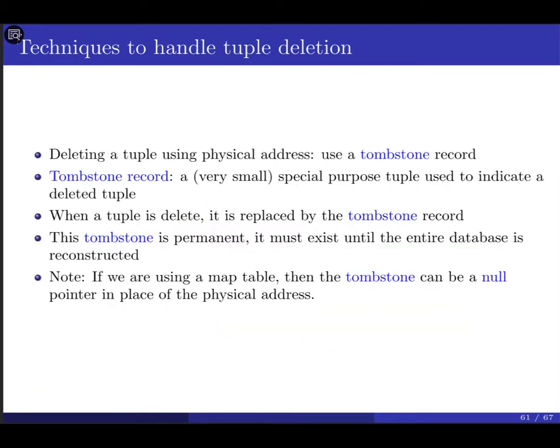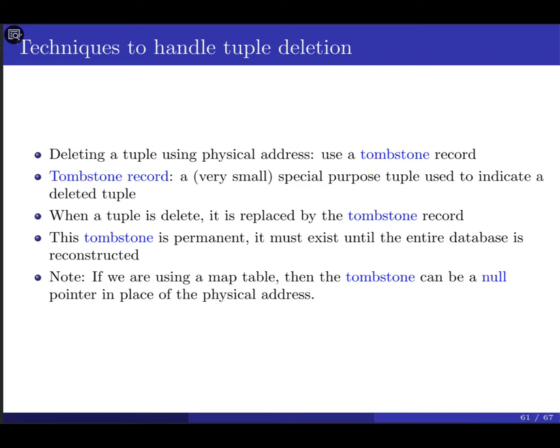Another way to handle deletion of the tuple is a tombstone. What does that mean, tombstone? A tombstone is a special record or tuple, very small, whose purpose is to represent that this area used to be an existing tuple and now does not exist anymore. This is a deleted tuple. It just indicates a deleted tuple in general.